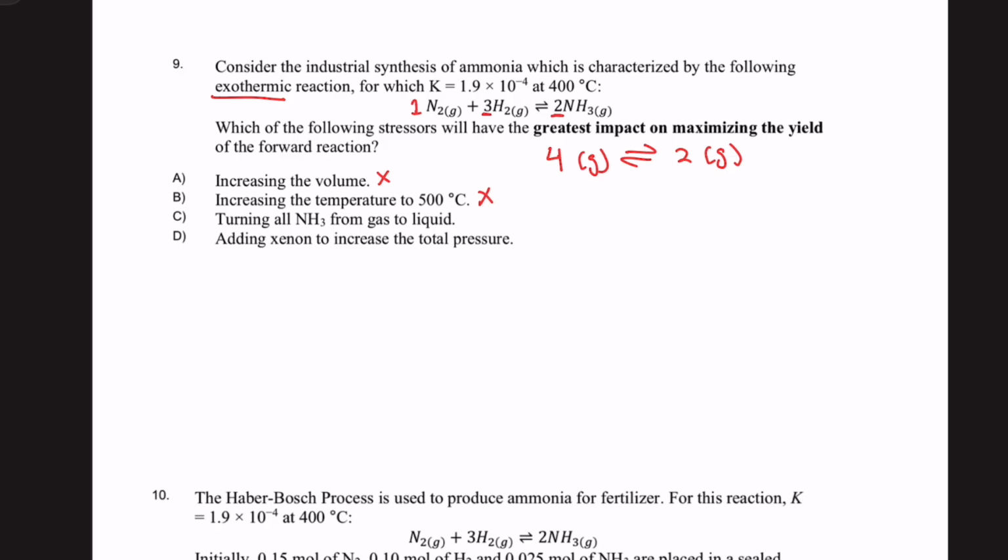Next, C, turning all of the NH3 from gas to liquid. So if we turn our NH3 gas into liquid, we are going to have 0 moles of gas, and then we're going to shift to the right direction because our Q is now 0 and our K is not 0, so we need to have more pressure on the product side. So it is going to shift towards the forward reaction to create more moles of gas. So the answer is C.